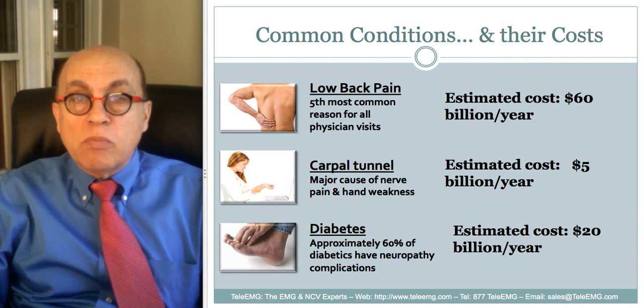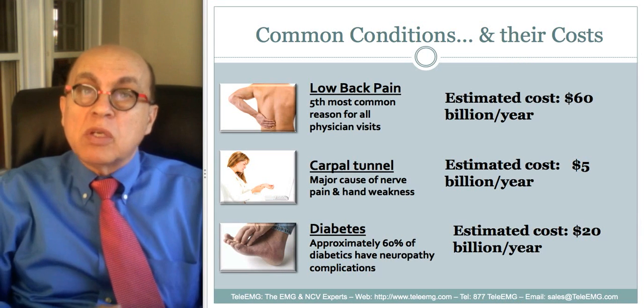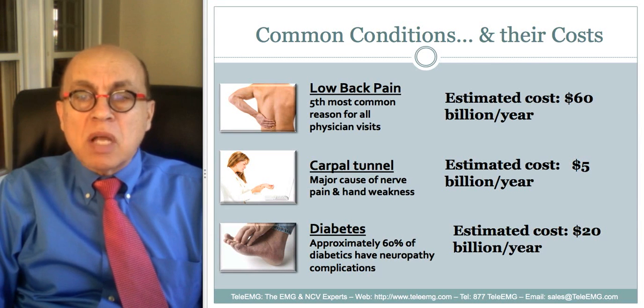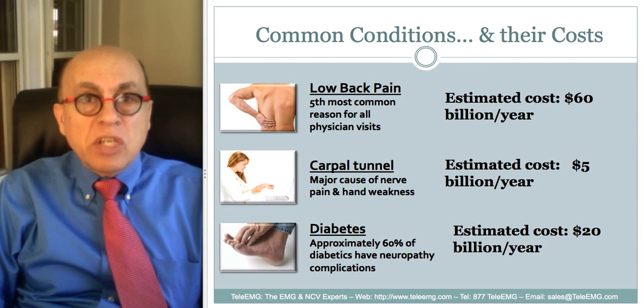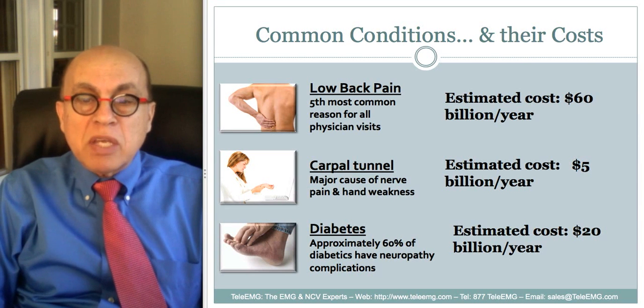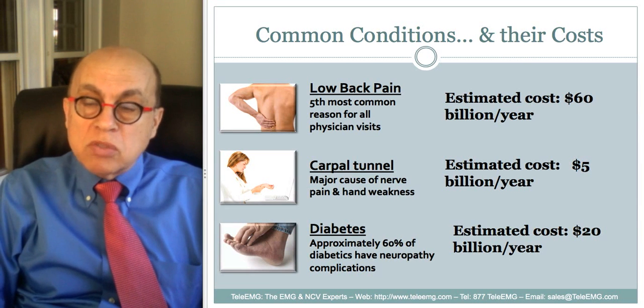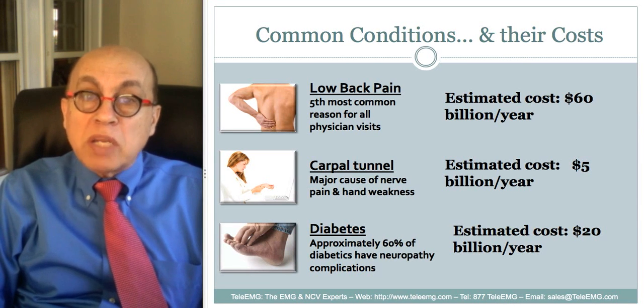Carpal tunnel syndrome. How many people do you hear complain about carpal tunnel syndrome? Quite a few. And it's a major cause of nerve pain and hand weakness. Estimated cost, about $5 billion a year. Diabetes and the neuropathies associated with diabetes. Approximately 60% of diabetics have a neuropathy and its complications. Estimated cost, about $20 billion a year.